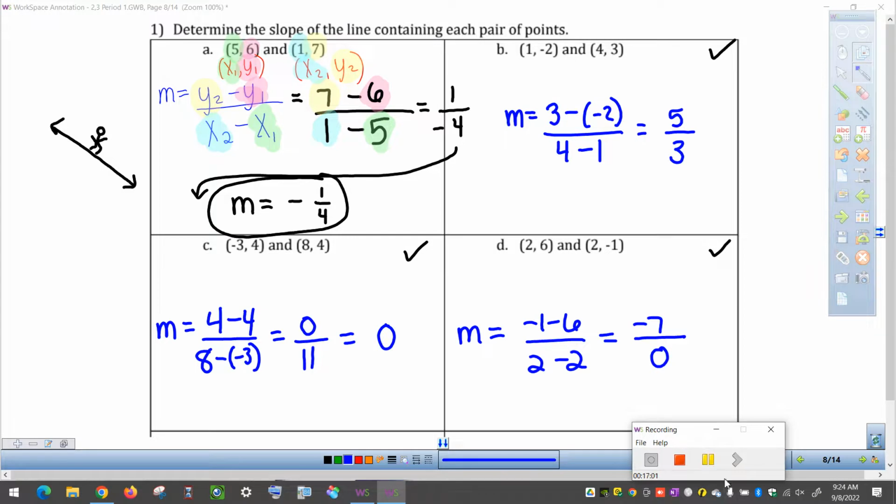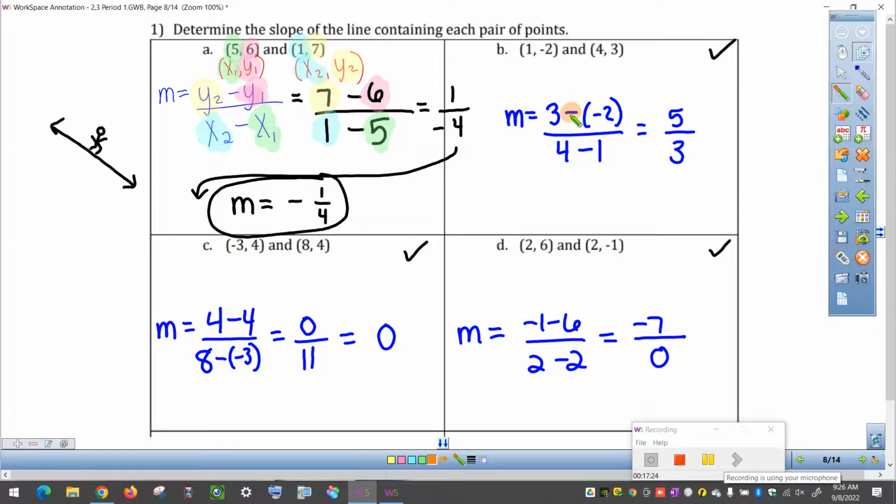All right, so let's come back and talk and just see what happened here with our numbers. So we had a few interesting scenarios. So here in part B, we should end up with a slope of 5/3. It's okay to go ahead and leave this as a fraction. So we had that subtracting a negative here on the top. So just be careful of that. That can be a really easy thing to accidentally forget.